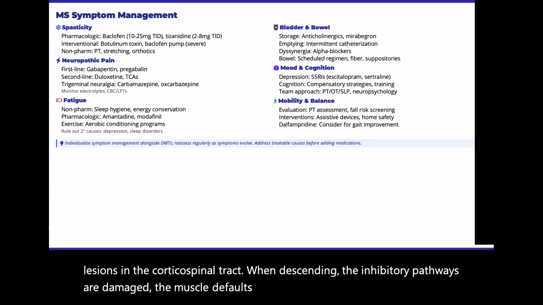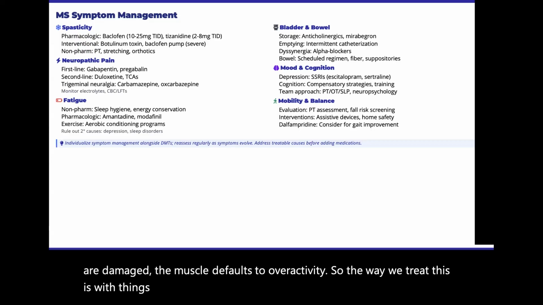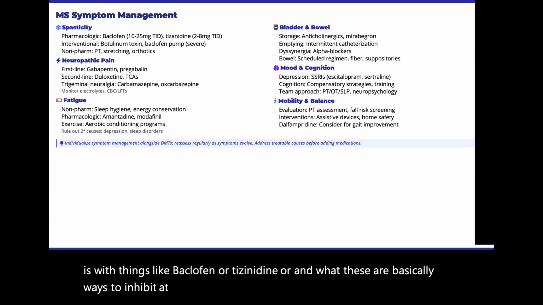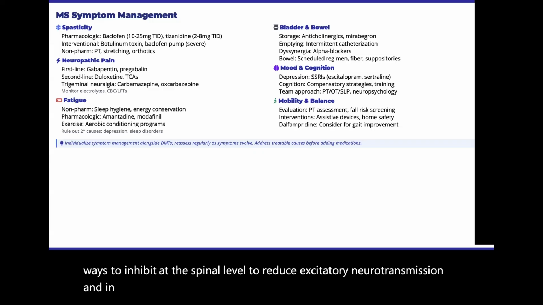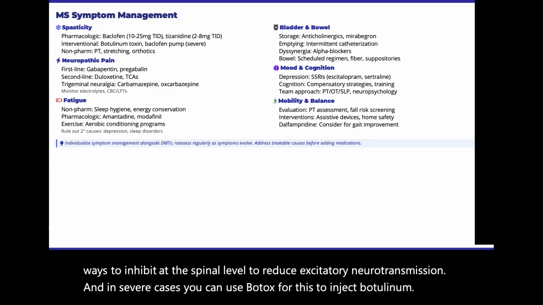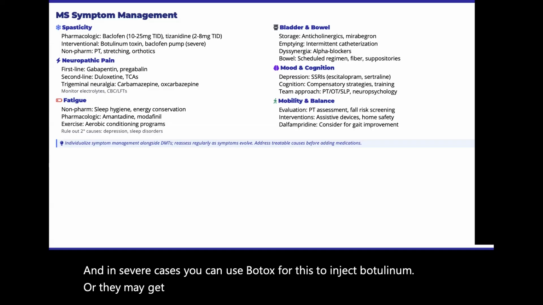So the way we treat this is with things like baclofen or tizanidine, and these are basically ways to inhibit at the spinal level to reduce excitatory neurotransmission. And in severe cases, you can use Botox, injecting botulinum toxin, or they may get a baclofen pump to reduce spasticity.